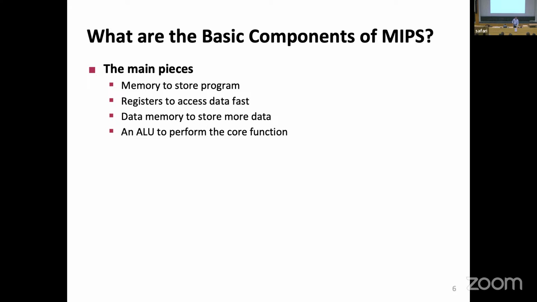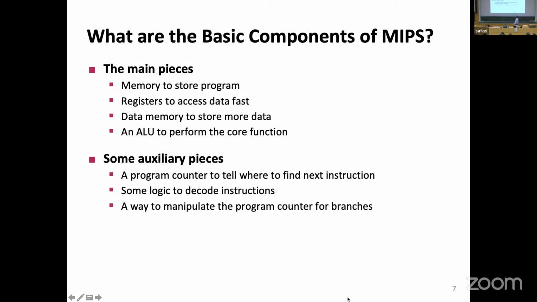There are some additional auxiliary pieces. We need to have the program counter to tell us where to pick things. We need a way to manipulate the program counter, and the very basic one is this one, where there are no branches, no jumps, nothing. It just continuously increases, as well as some logic, which is the magic that we are not touching too much. That decodes the instructions and decides on the value of all these multiplexers and control signals that go there.